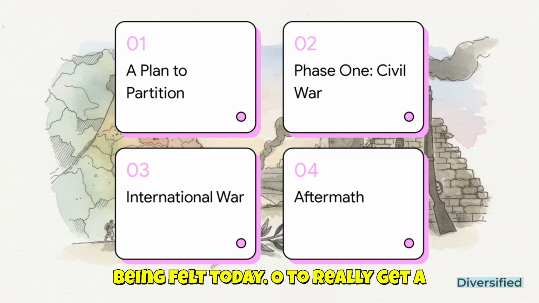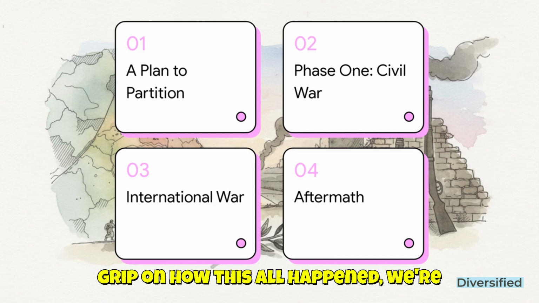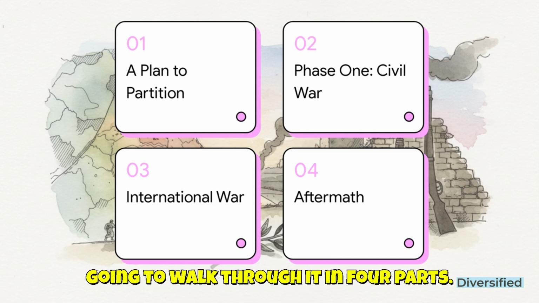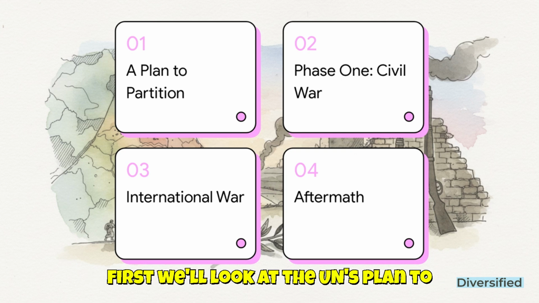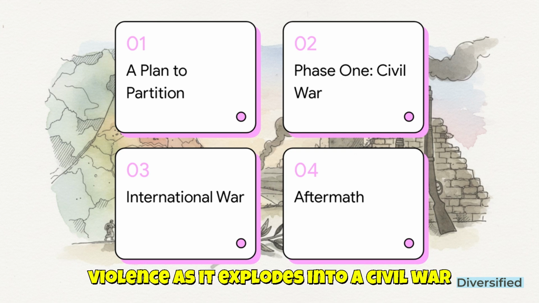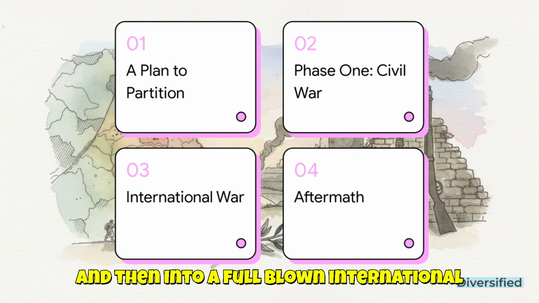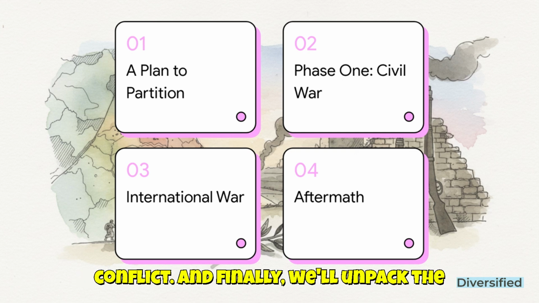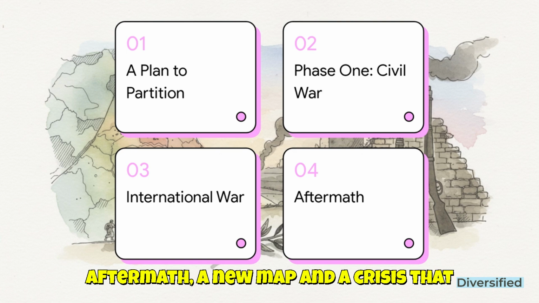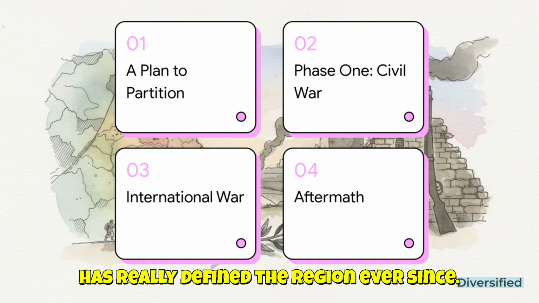So to really get a grip on how this all happened, we're going to walk through it in 4 parts. First, we'll look at the UN's plan to divide the land. Then we'll follow the violence as it explodes into a civil war and then into a full-blown international conflict. And finally, we'll unpack the aftermath, a new map, and a crisis that has really defined the region ever since.